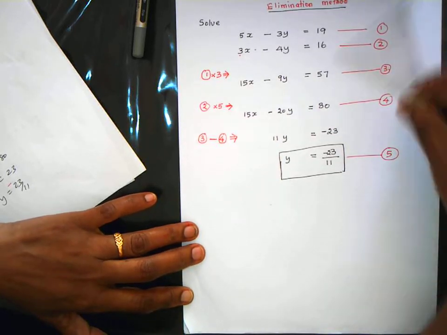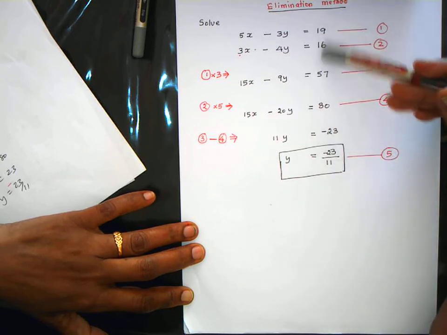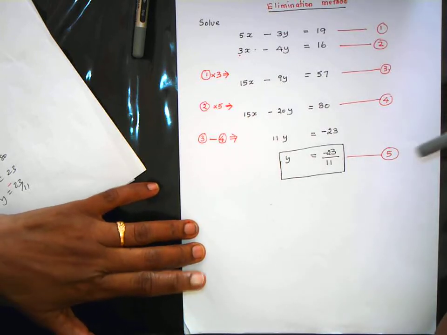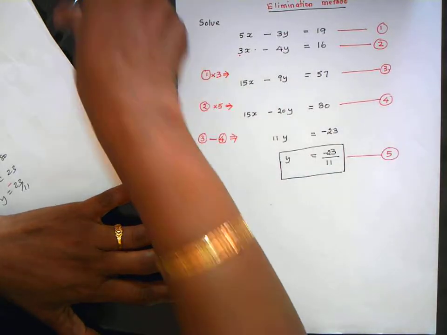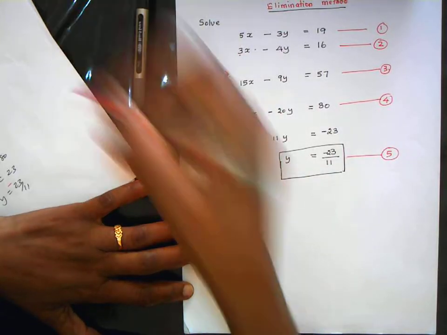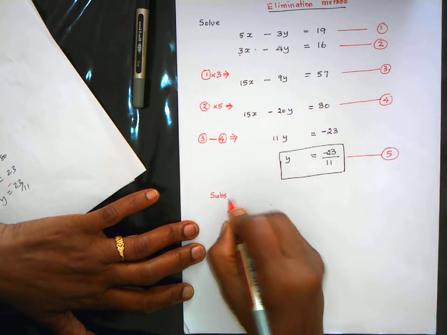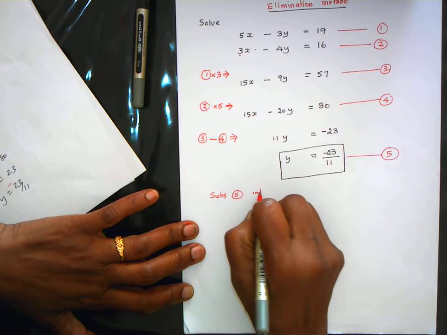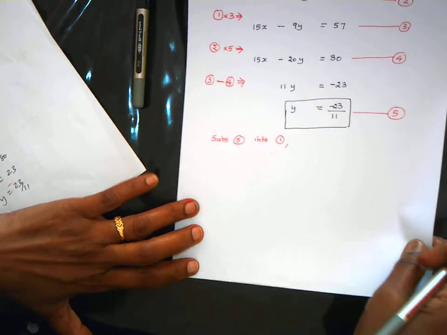Okay, so we got y. Obviously we need to find x as well. So I have to substitute the value of y into one of these equations. You can use either one, because both are about the same difficulty level. So I'm going to use equation 1. I'll substitute equation 5 into equation 1. Let us see what happens.